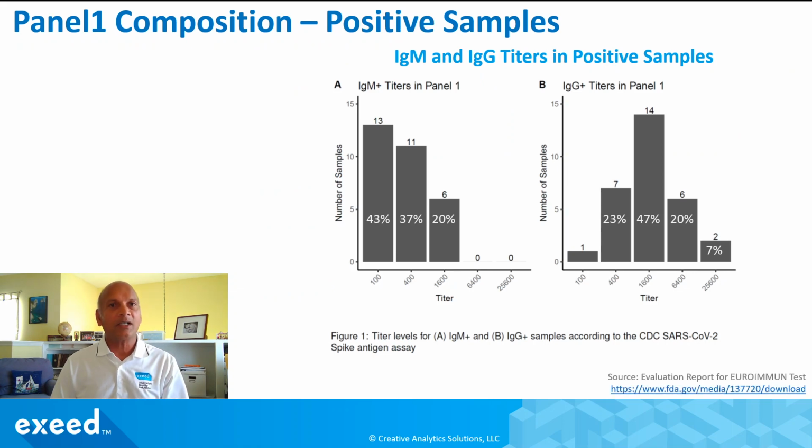To me, the most interesting part is the composition of the panel FDA is using for validation of these tests. And this comes out of a report that was just published, and it's on FDA's website for the first test that got authorized under this pathway. These 30 samples contain both IgM and IgG at different titer values. For IgM, most of them are below 1600, but for IgG, it's a broader range. However, about 50% are at about 1600 titer level. So it covers a broader range and provides a whole distribution to be tested and validated.